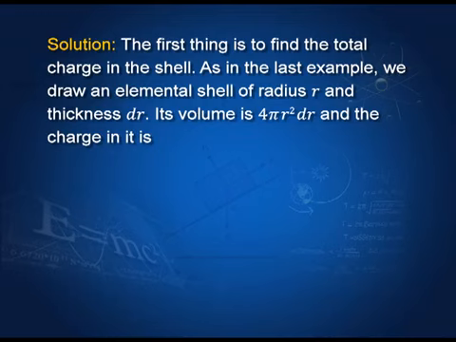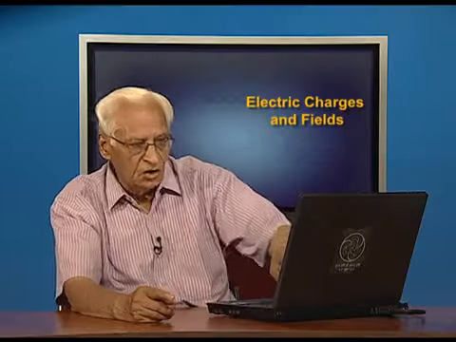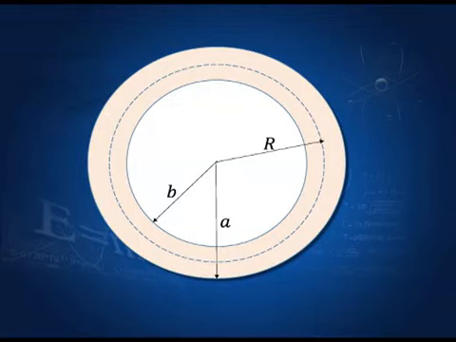What is the total charge in the shell? Again, now I will take a spherical shell. 4 pi r squared times dr is its volume, and I will multiply this by the charge density, which is k by r squared, and then I will integrate to find the charge on the shell. I will integrate between b and a, not from 0 to b or 0 to a, but between b and a. That will give me the total charge on the shell.